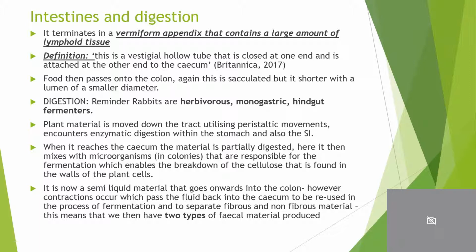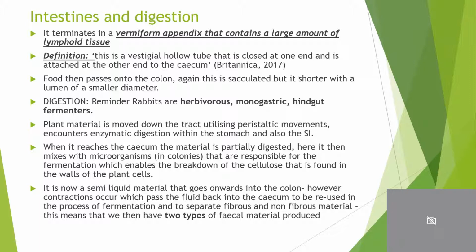So remember, from a digestion point of view, that rabbits are herbivorous, monogastric, hindgut fermenters. They eat plant material, and this is the reason why. The plant material is moved down the tract utilising peristaltic movements, and it encounters enzymatic digestion within the stomach and also the small intestine. When it reaches the cecum, the material is partially digested.